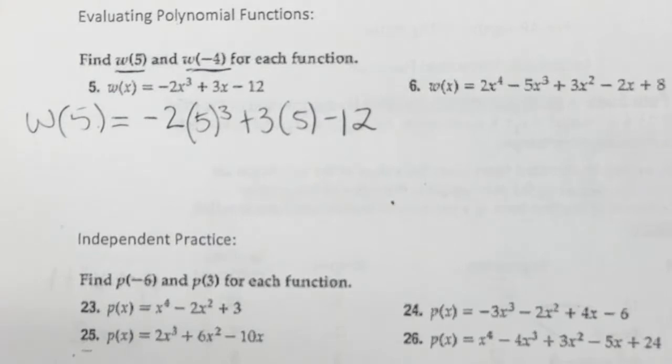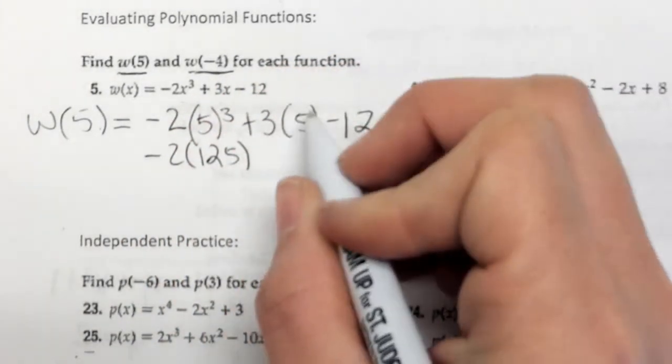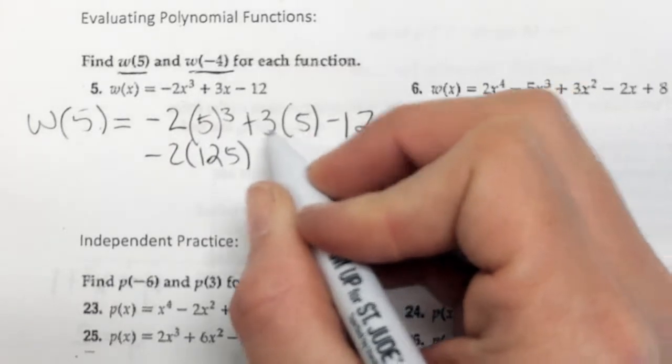First thing I would do here is what? 5 cubed. Yes, which is what? 125. Good. So we can replace this with 125. We can also replace this with what? Good.